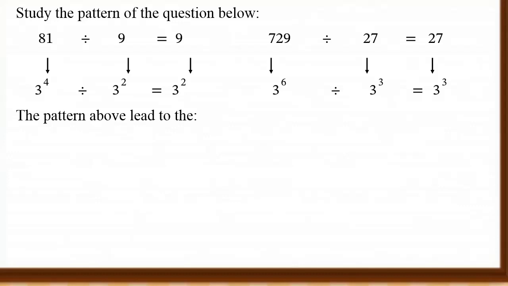Then 729 is equal to 3 raised to the 6th power. Then 27 is equal to 3 cubed. Then 3 raised to the 6th power divided by 3 cubed is equal to 3 cubed. This pattern above leads us to the quotient rule.